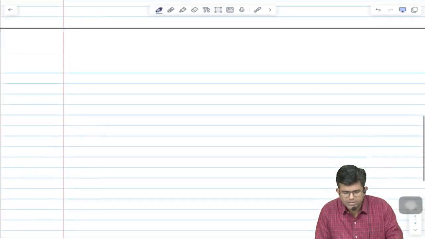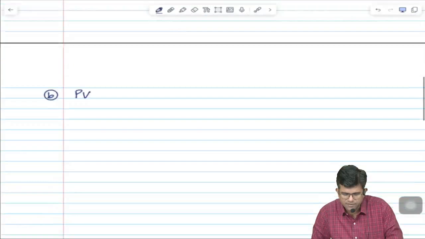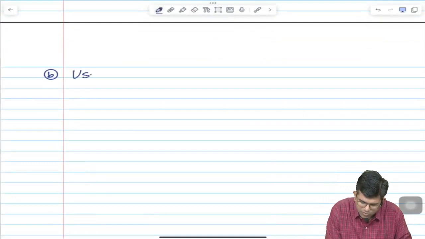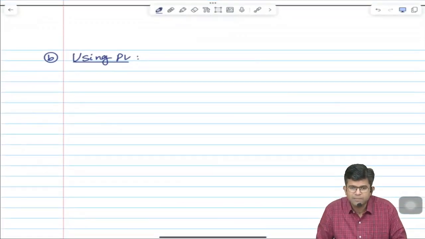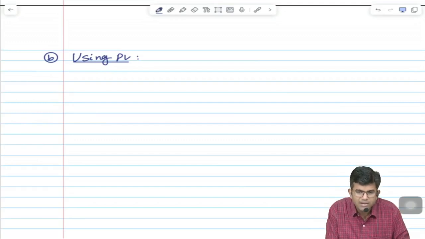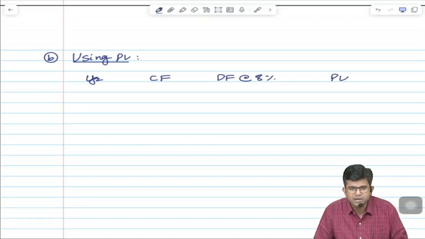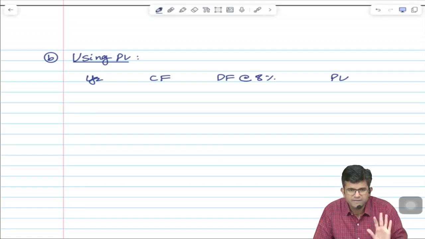Now students, we will go to the second route. The second route that I'm going to teach you is called the present value route. The first route was using FV. Now I will say using PV. How do we calculate present value? Do you remember you used to do a table last year? Year, cash flow, DF at the rate 8%, present value. Everyone has gone through it, from whoever has taught you, correct?